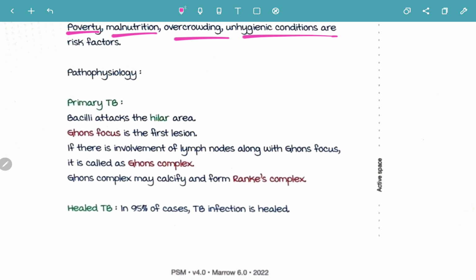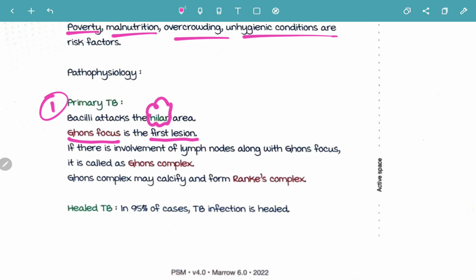Now let's look at the pathophysiology. First, we look at the primary TB. Primary TB means the bacilli is going to attack the hilar area of the lung. And the first lesion in pulmonary tuberculosis is Ghon focus. You know Ghon focus is just between the lower border of the middle lobe and upper border of the lower lobe. That is where you are going to get the Ghon focus.